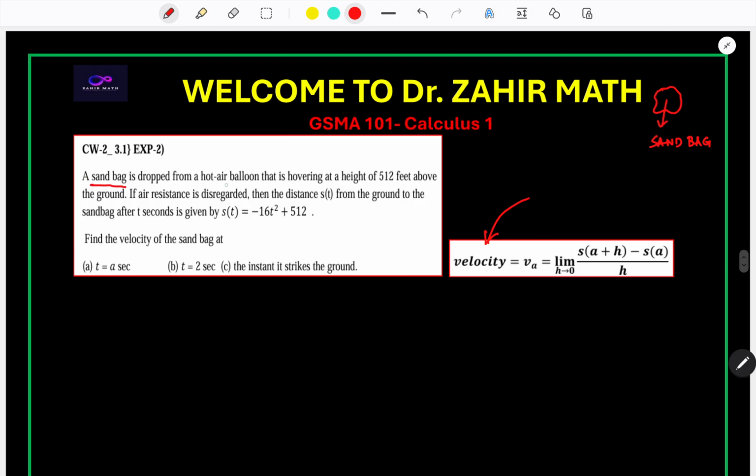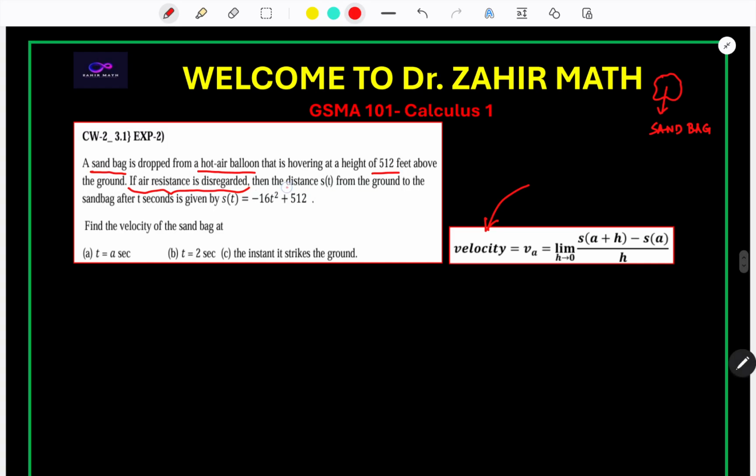A sandbag is dropped from the hot air balloon that is hovering at a height of 512 feet above the ground. If the air resistance is disregarded, what do you mean by air resistance? Sometimes when the bag is coming from up to down, some wind will be blowing very fast, so that the bag will go this side and that side. So we are neglecting this one, we are not considering it. Air resistance is disregarded, then the distance s of t from the ground is given.